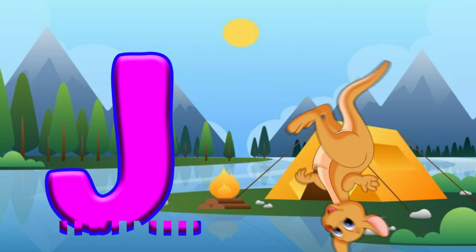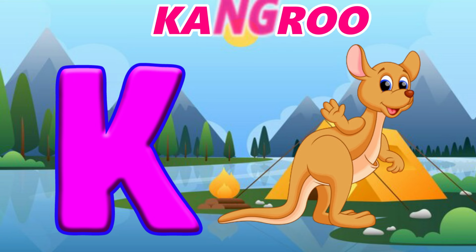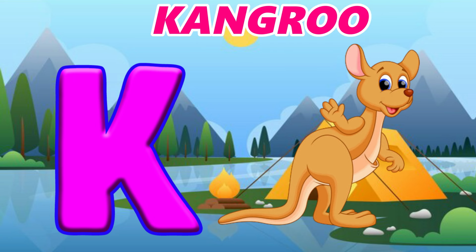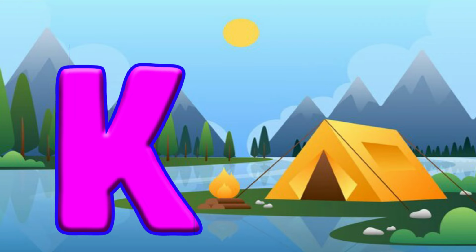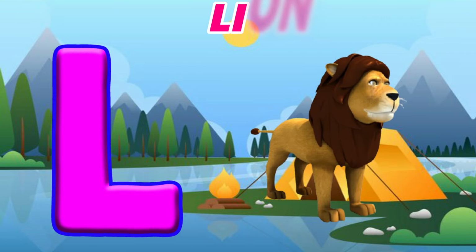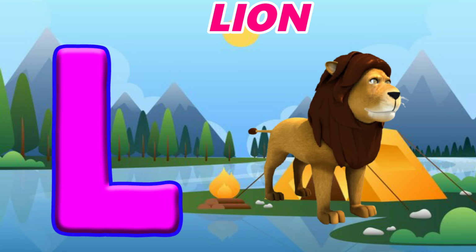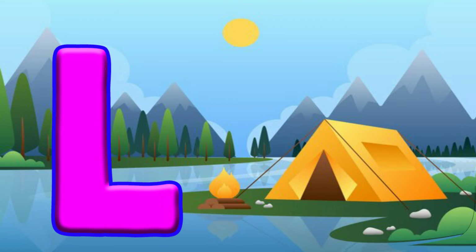K is for kangaroo. K, k, kangaroo. K, k, kangaroo. K, kangaroo. L is for lion. L, l, lion. L, l, lion. L, lion. M is for mouse.